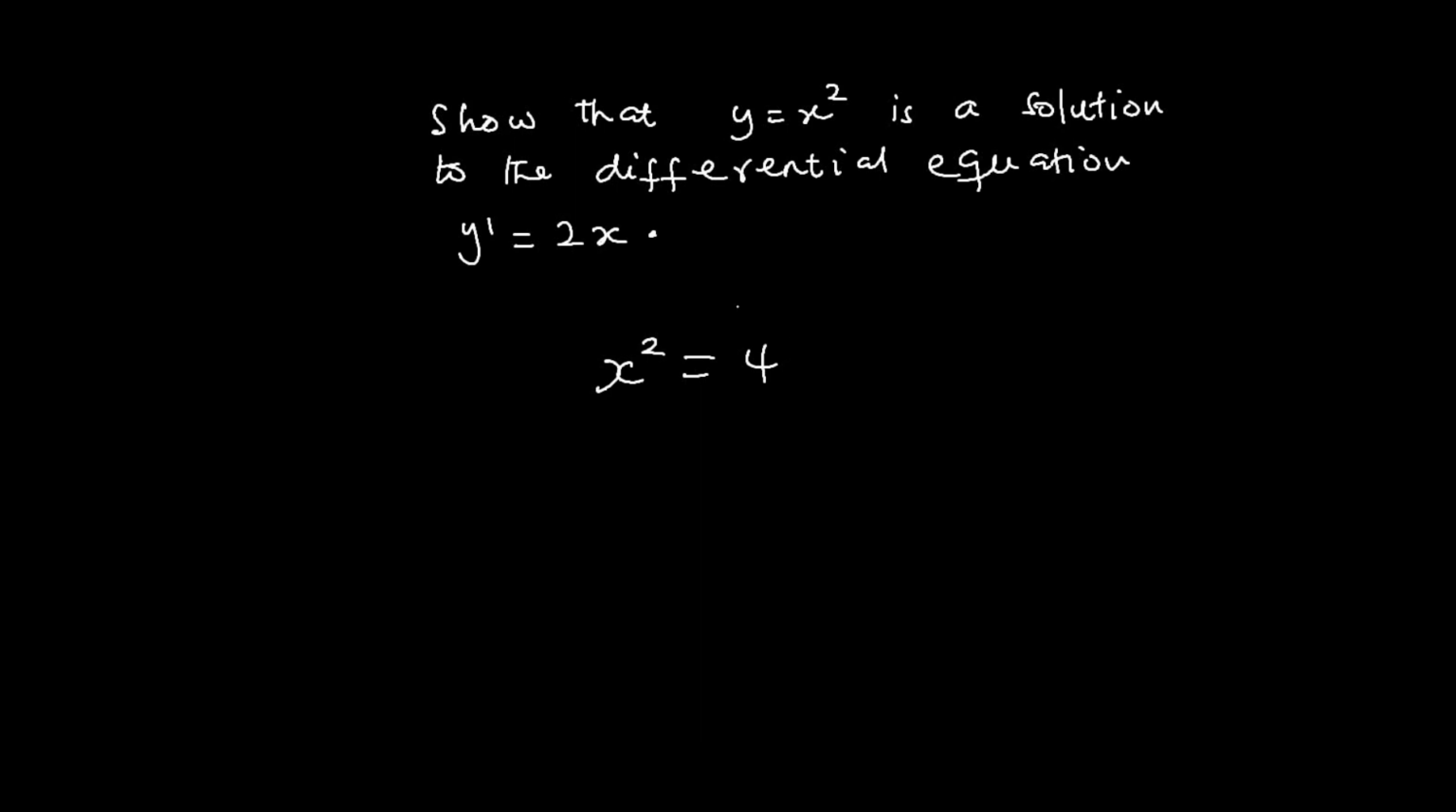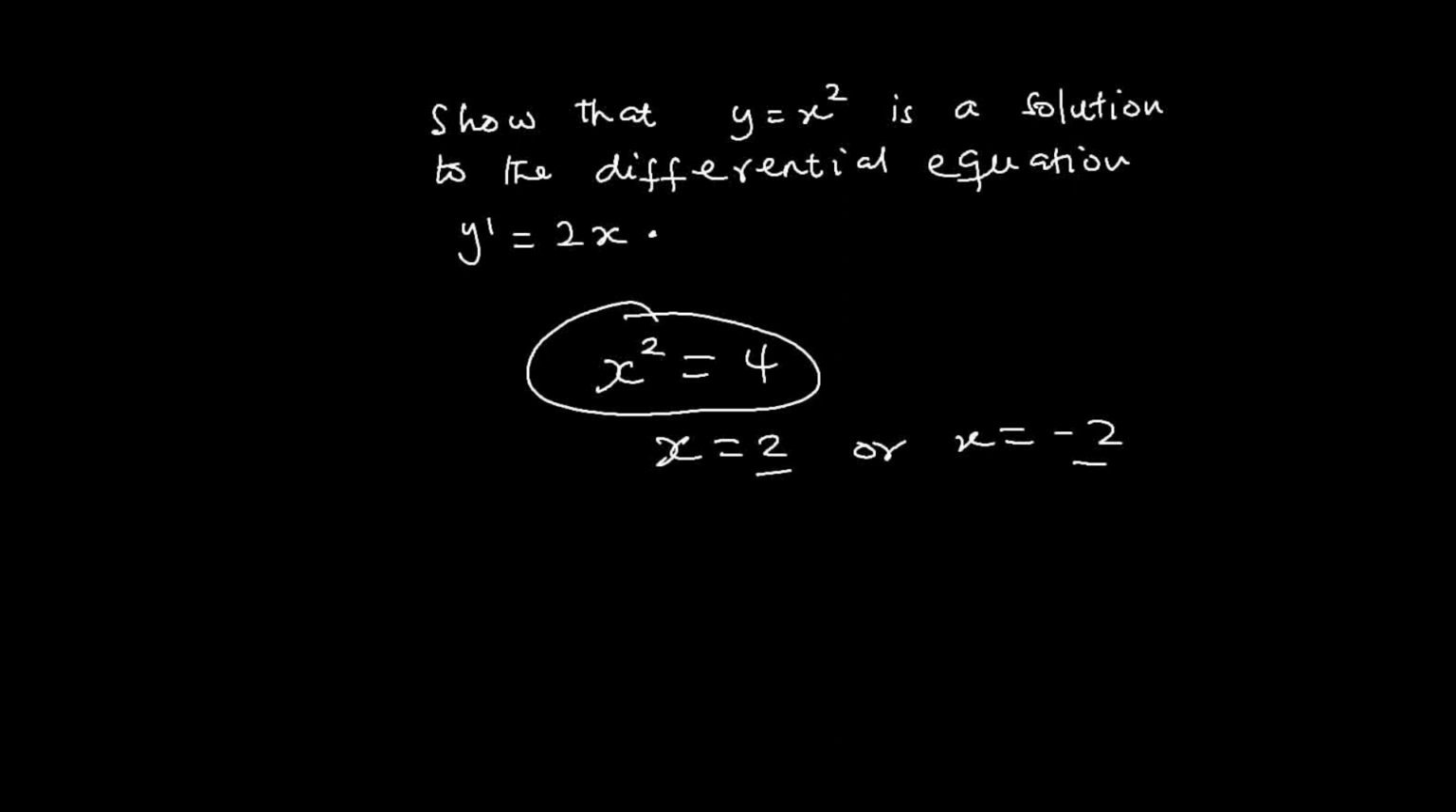If I ask you to find the solution to this equation, the answer will be x equals 2 or x equals minus 2. These two values, 2 and minus 2, are the solutions to this equation. What this means is that when you substitute these x values into this equation, the left hand side will be equal to the right hand side, and that gives us the solution to this equation.